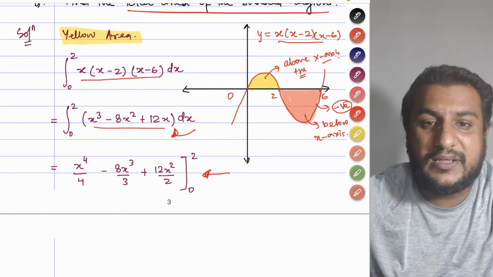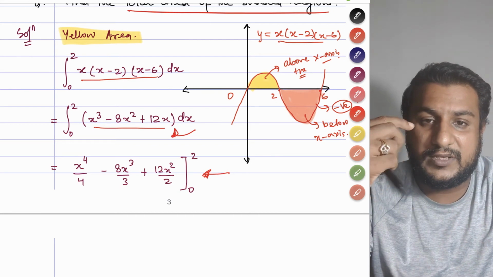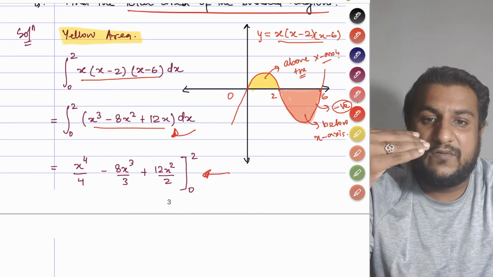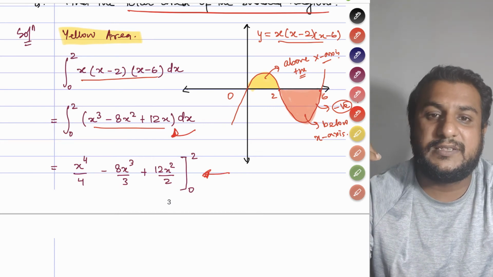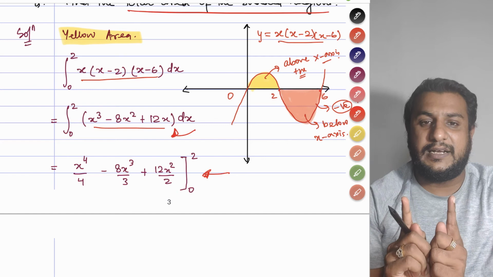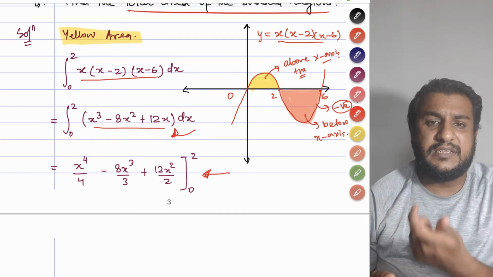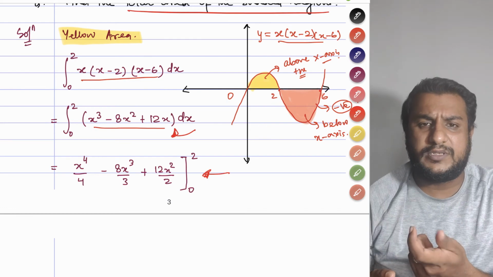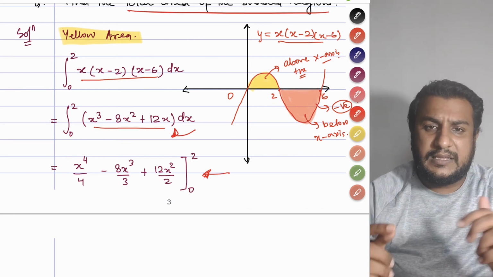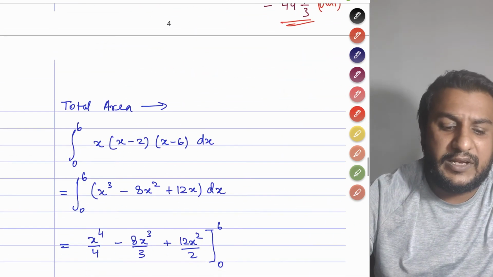So always make this a point whenever your graph is crossing the x-axis. If the part of the graph is below the x-axis, separately calculate that area, then consider the positive of that, because since we are working with the area, it has to be positive. Take the positive of that, then sum up all the areas. That will give you the correct answer.